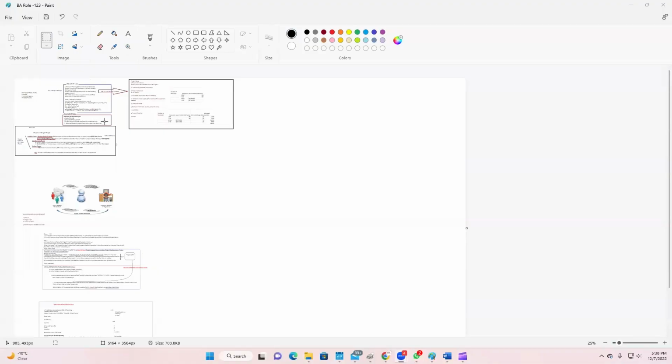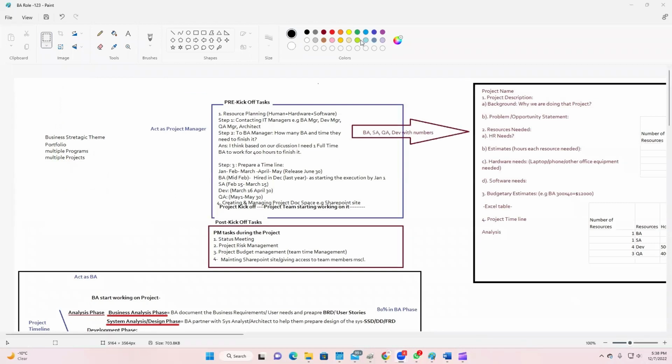Okay, so let me quickly share my screen and then we'll go from there. All right, so you guys can see my screen.